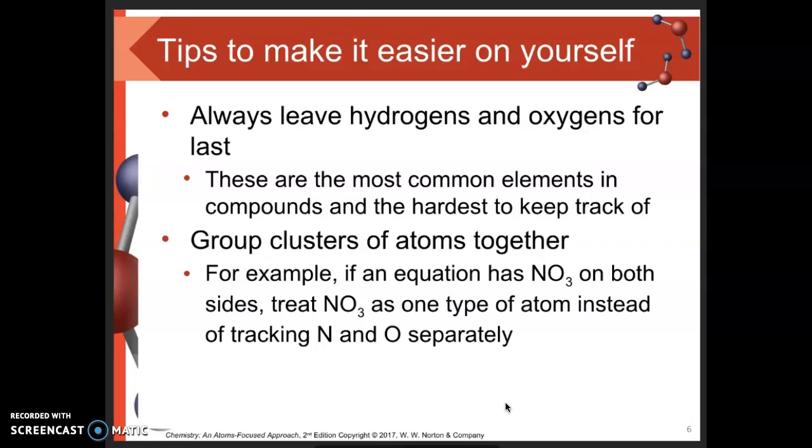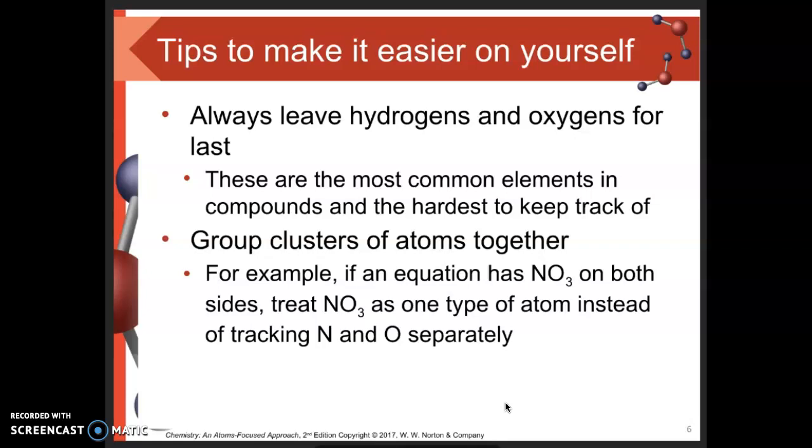Now, that said, there are some ways that we can make the balancing easier on ourselves. For one, we can always leave hydrogen and oxygen for last. Hydrogen and oxygen are found most commonly. Of the inorganic elements, they're the most common, and they tend to be in multiple compounds at the same time. So, for our purposes, it's easier to just keep them for the end and hope that once we balance everything else, they'll kind of be easy to figure out how to do.